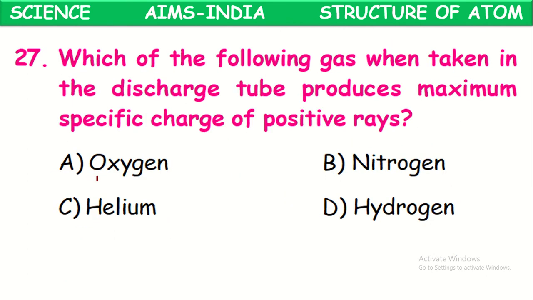So, the next one: which of the following gases, when taken in the discharge tube, produces maximum specific charge of positive rays? Specific charge means charge by mass ratio, e/m ratio. The e/m ratio will be greater for hydrogen. Hydrogen gas will produce the maximum specific charge of positive rays because it produces H+ ions. For the H+ ions only, the e/m ratio will be greater.